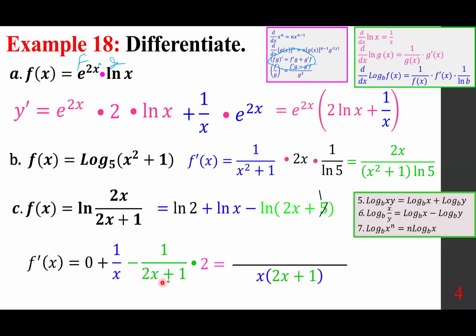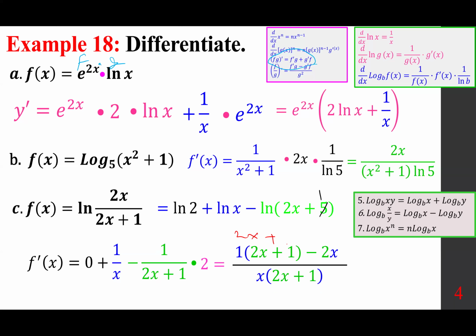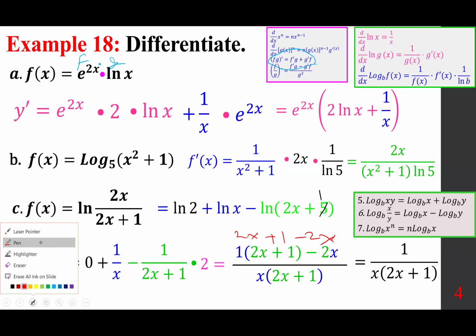And this gives you 1 times 2x plus 1. And this gives you minus 2 times x. 1 times 2x plus 1 minus 2 times x. We have 2x plus 1 minus 2x. 2x and minus 2x cancel each other. And the final answer is 1 over x times 2x plus 1. That is the final answer, everybody.